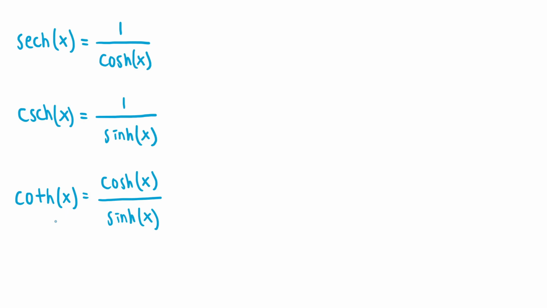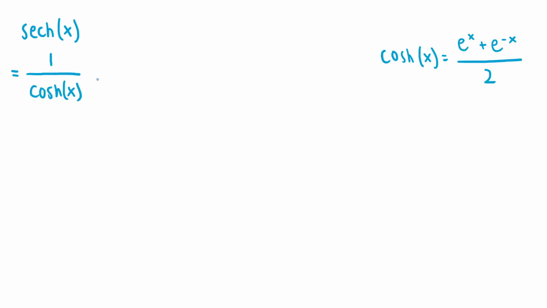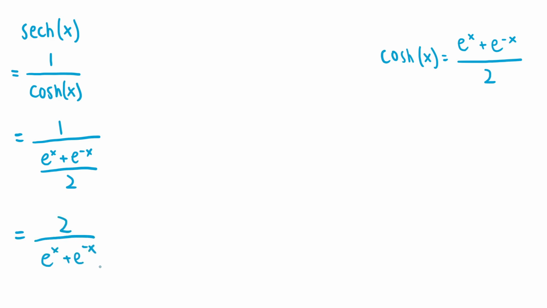terms of exponential functions. So sech of x is defined as 1 over cosh of x, and since cosh of x equals e to the x plus e to the negative x all over 2, we can rewrite 1 over cosh of x as 1 over e to the x plus e to the negative x all over 2. And we can simplify this complex fraction by multiplying both the numerator and denominator by 2. So this just equals 2 over e to the x plus e to the negative x. So this is the definition of sech of x in terms of exponential functions. Sech of x is just equal to 2 over e to the x plus e to the negative x.